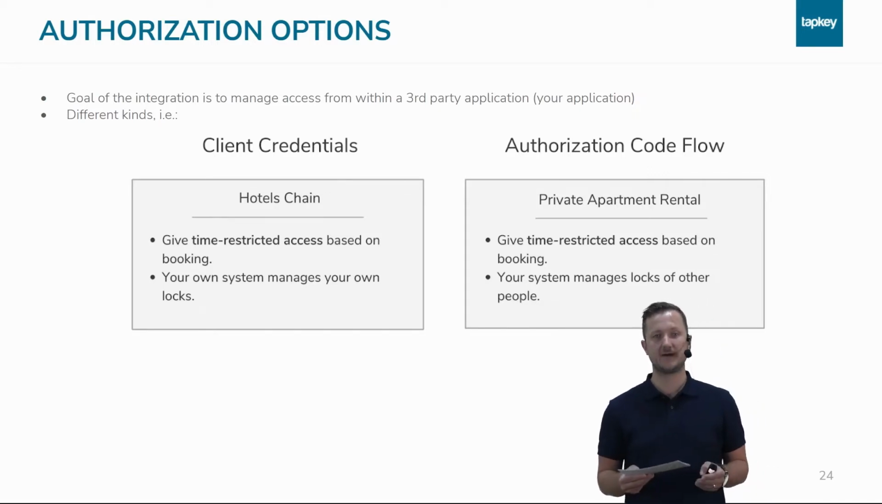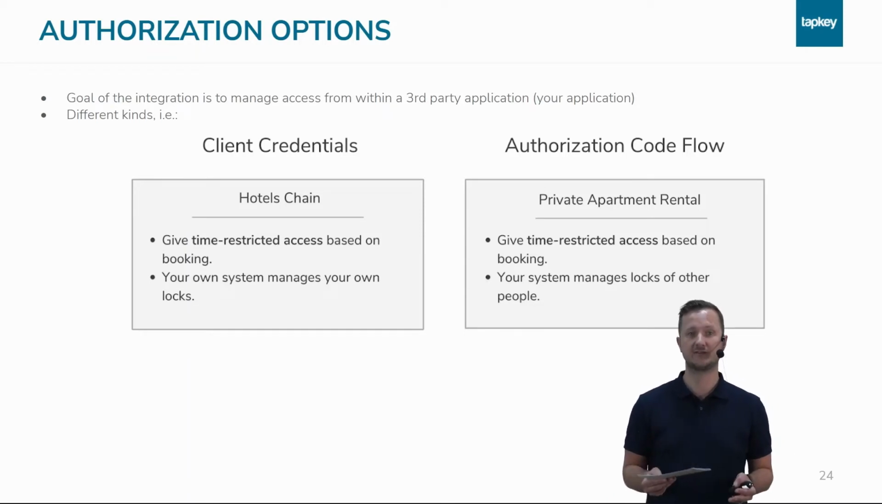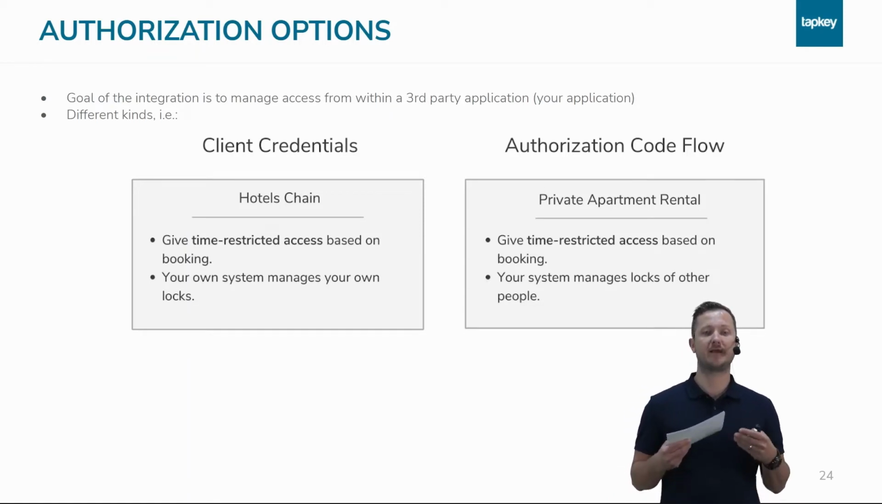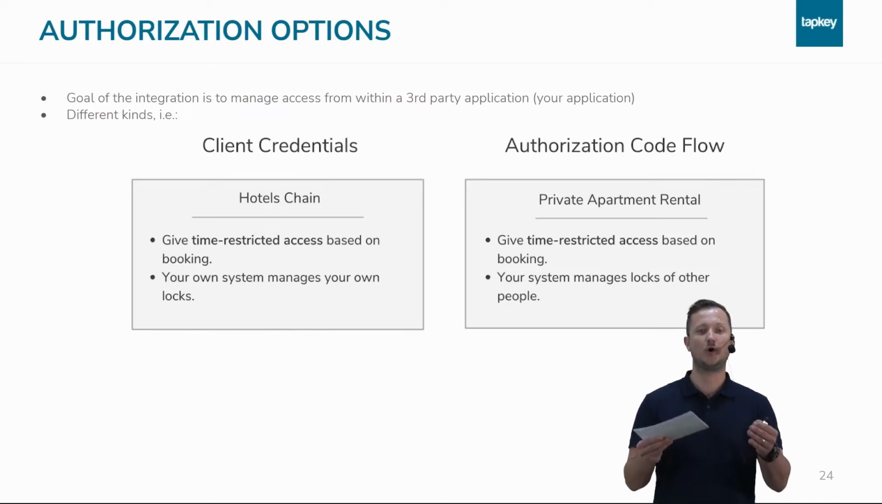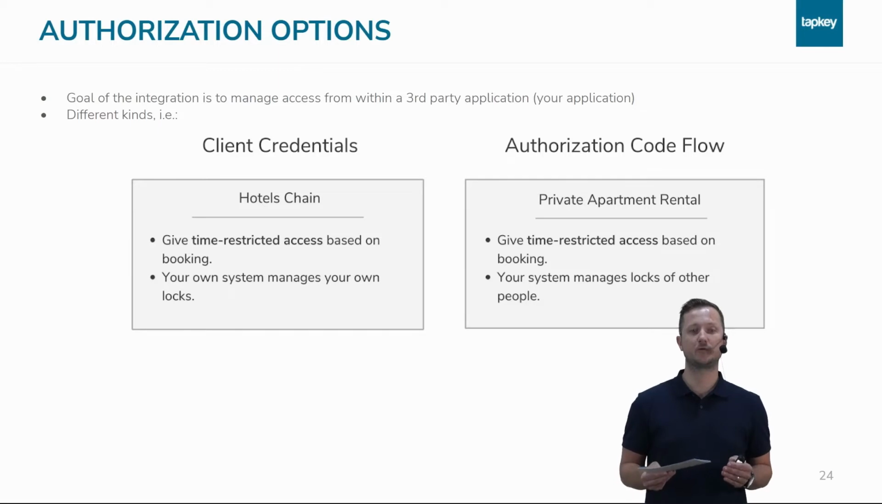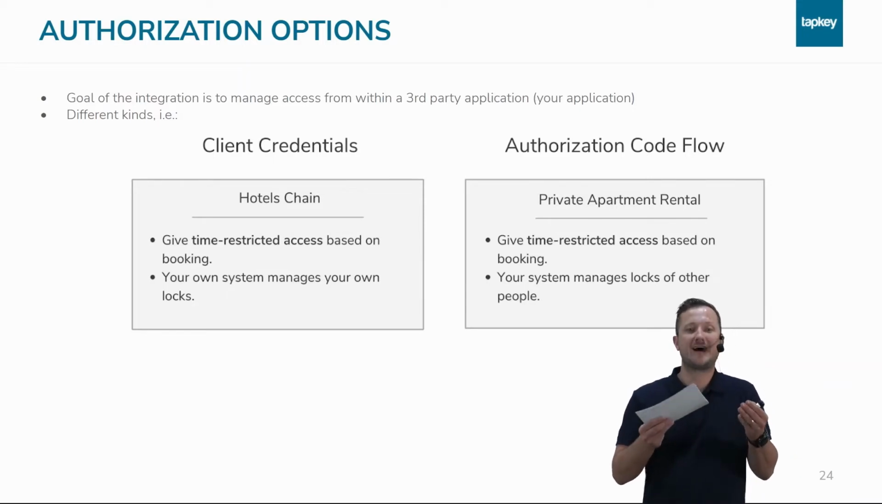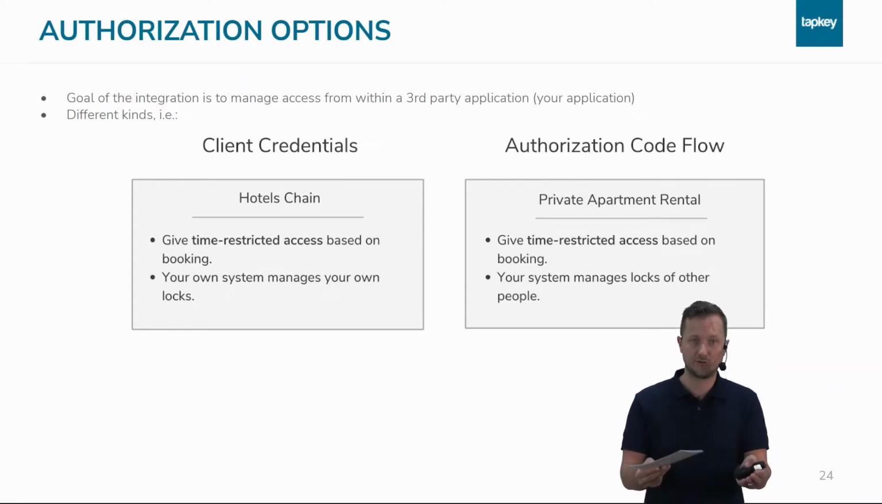On the other hand, think of a private apartment rental like Airbnb, for instance. You are providing a platform for bookings, but the owners of the houses and locks are some other people. These people will self-sign up on your page and give you consent to manage their locking systems based on the booking from your platform. Your system will manage locks of other people, authorization code flow.